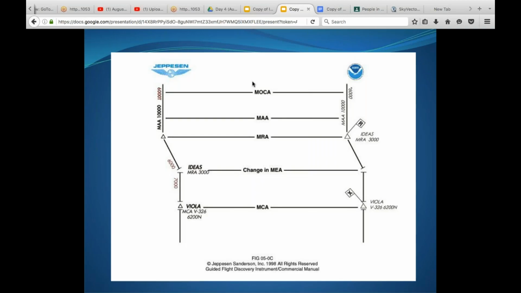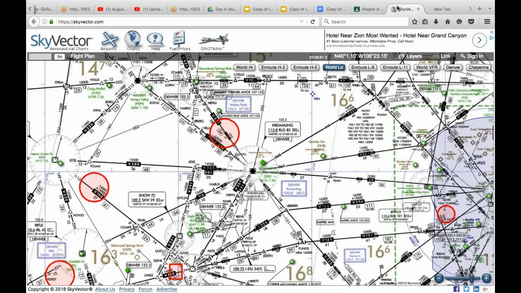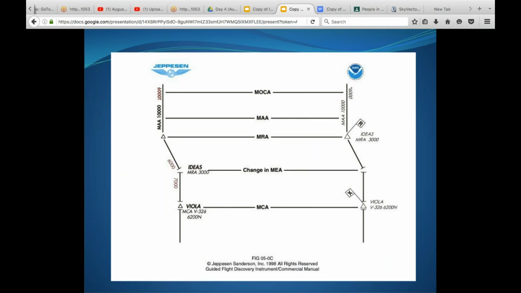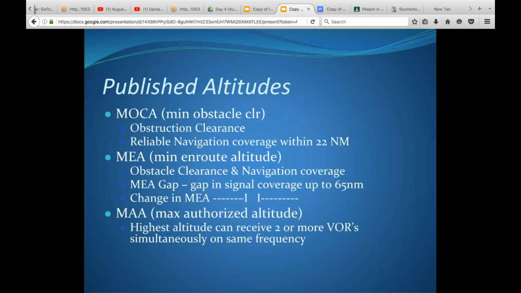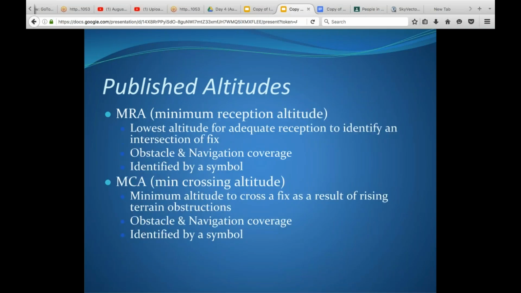There's actually another one in that too. Oh, it's right here. What do MEA, MRA, and MCA mean again? MRA is minimum reception altitude, and MCA is minimum crossing altitude.